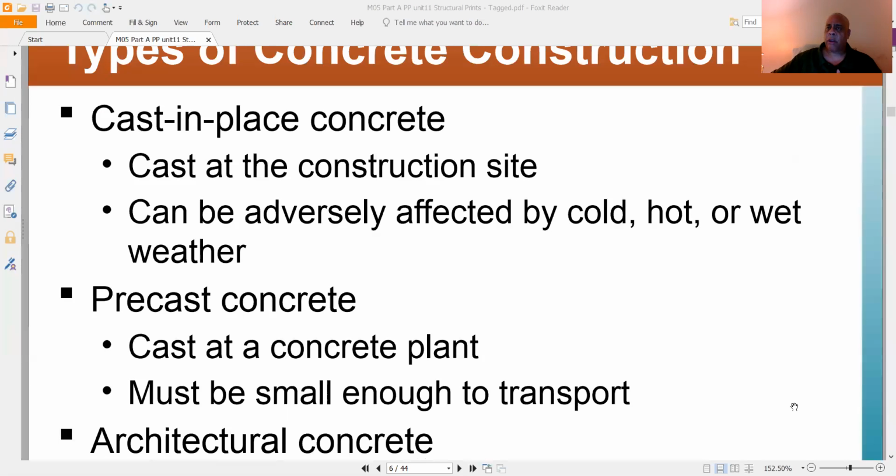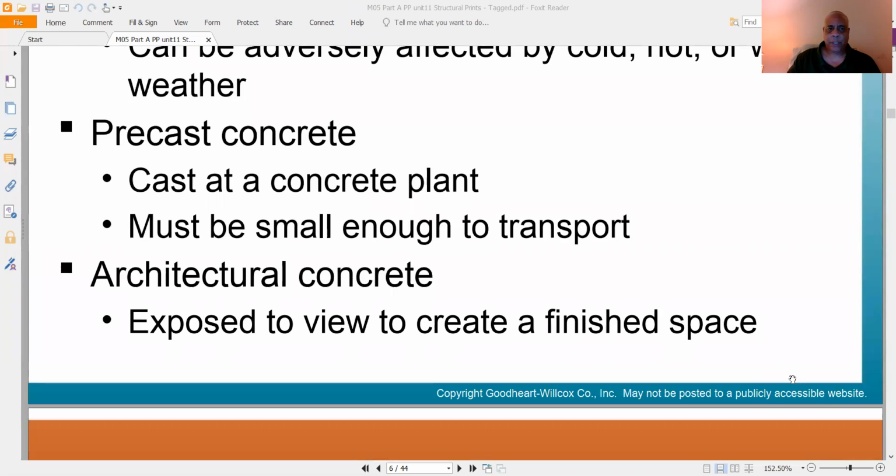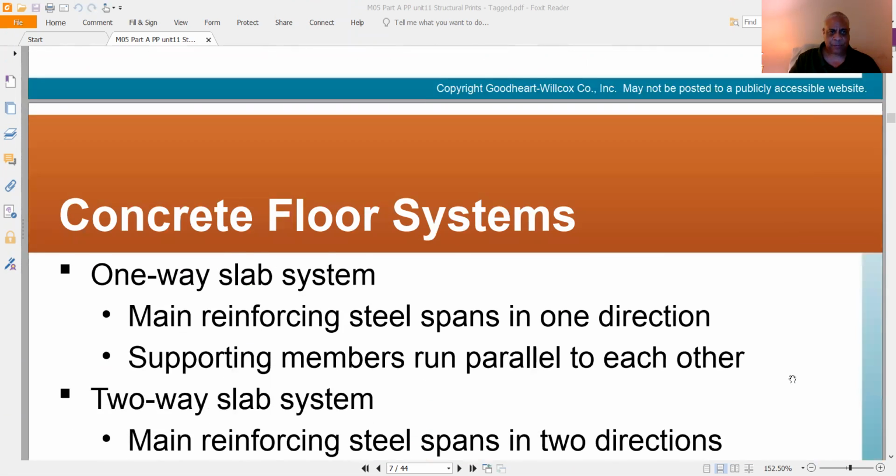Then you have what we call casting plants. Like you may get some of your what we call precast concrete. It's cast at a plant. Now that precast concrete should be small enough to transport. Then if you want some decorative concrete, it's known as architectural concrete. It's exposed to view to create a finished space.